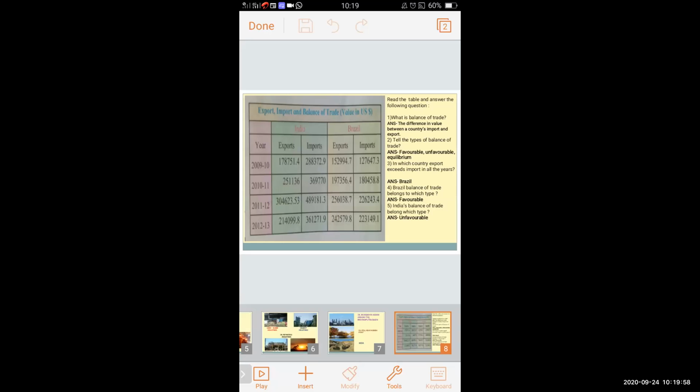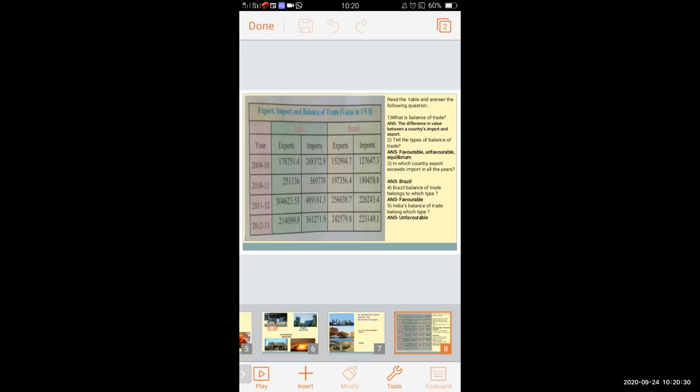And the third is equilibrium balance of trade. Equilibrium balance of trade means there is equality in the trade. Not much difference between the import and export of goods. The profit, the economy, or the import and export of goods are nearly the same or equal, and there must not be too much difference. So it goes in the equilibrium balance of trade.